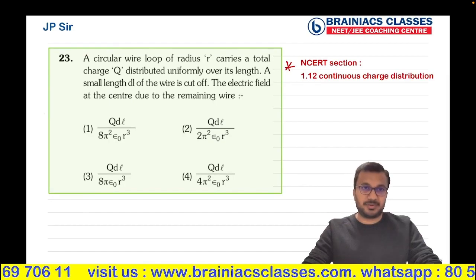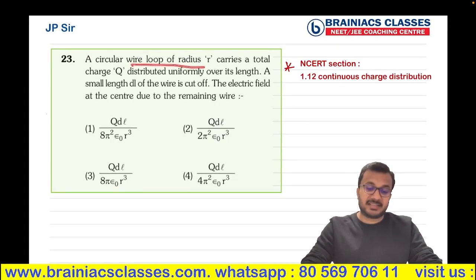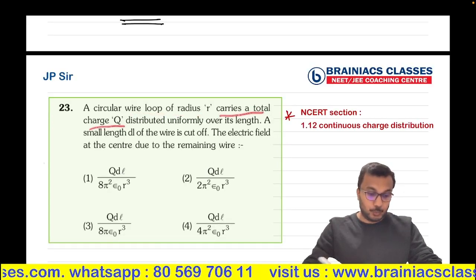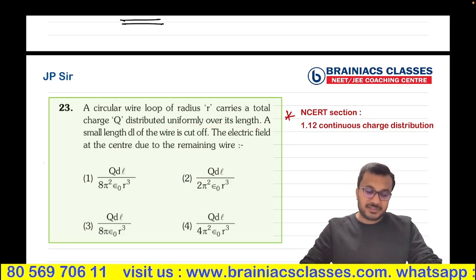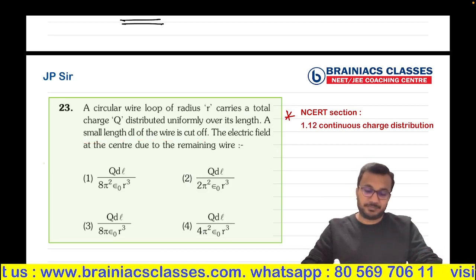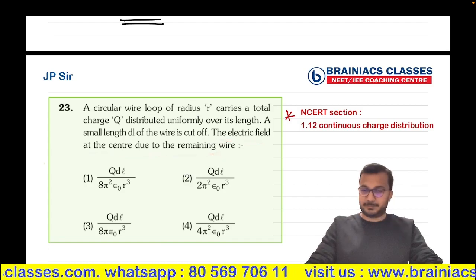What is question number 23? A circular wire loop of radius r carries a total charge q distributed uniformly over its length. A small length dl of the wire is cut off. Then what is the electric field at the center due to the remaining wire?